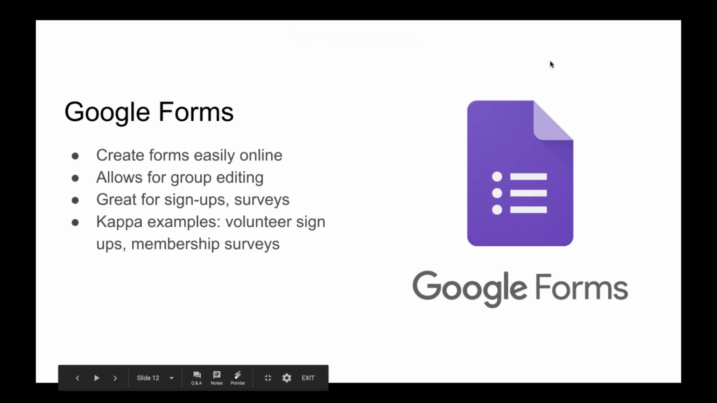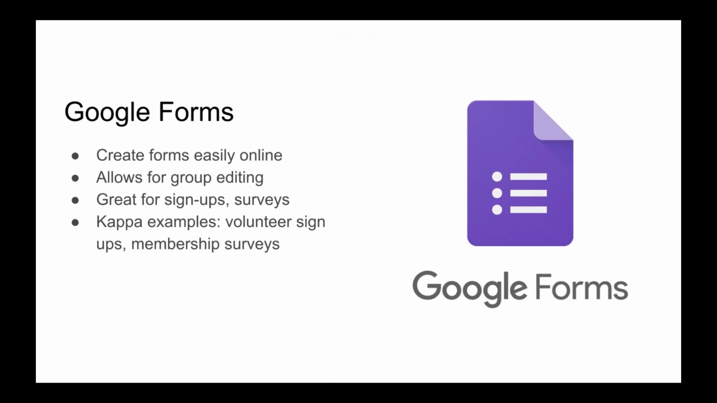Google Forms is awesome for an alumni association in particular because it allows you to go a step beyond what Microsoft offers and create super simple forms online. And again, you can have a group of people all contribute to the content on the form as well as see what people are responding.